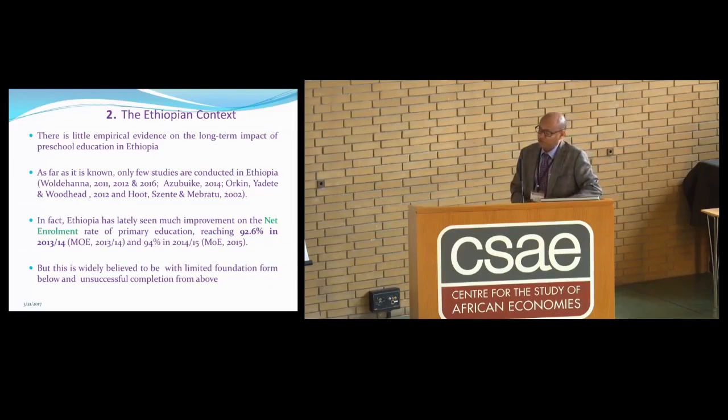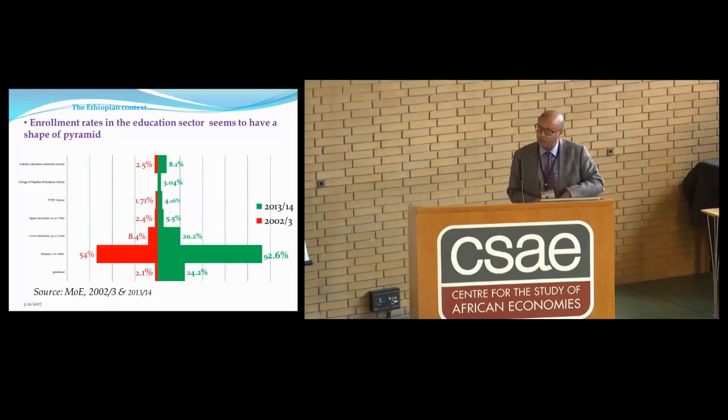Ethiopia has lately seen much improvement in net enrollment rate in primary education, reaching 94% in 2014-15, but the enrollment rate below primary education is very low, and above primary education is also extremely low. The following graph tells us that enrollment in primary education is high, as high as 94% in 2014-15. And when you go up, enrollment declines and reaches 8.1% for higher education, 3.4% for TVET, and high school is 20.2%, which is extremely low.